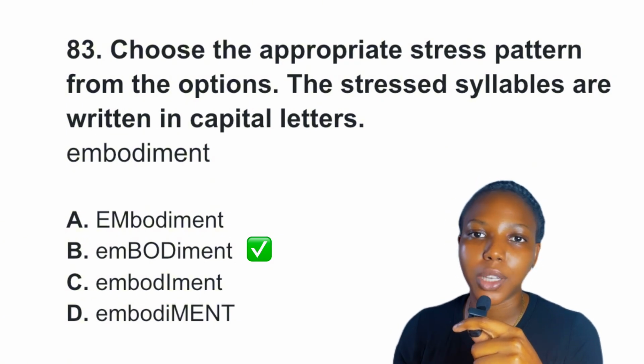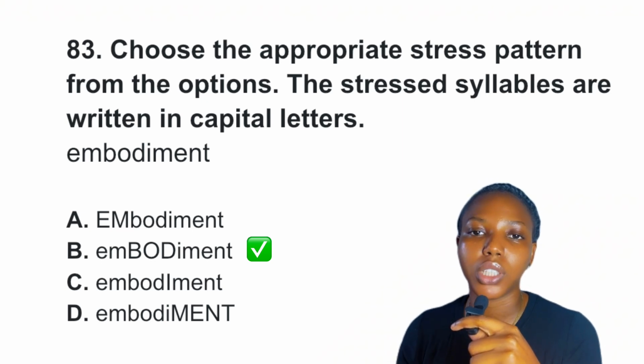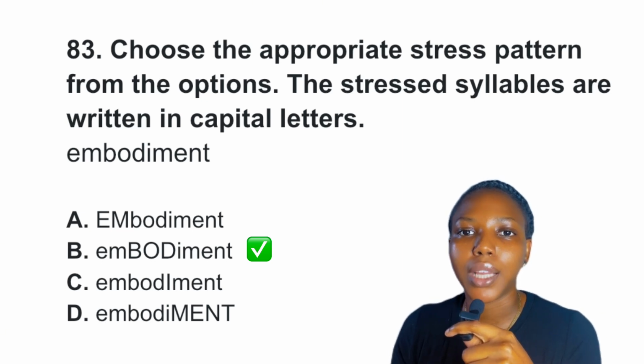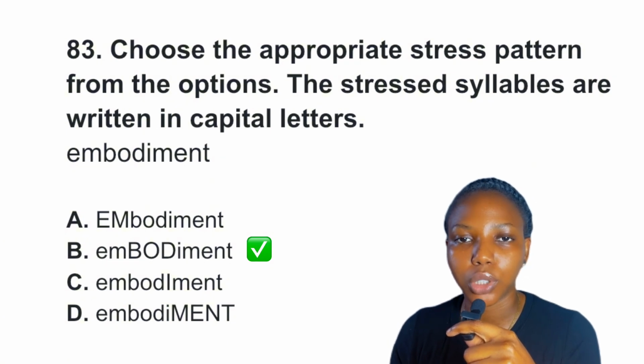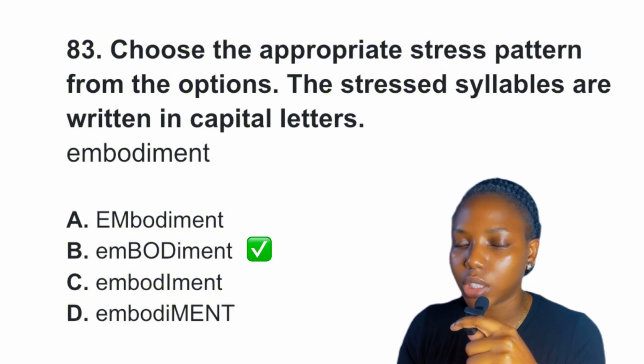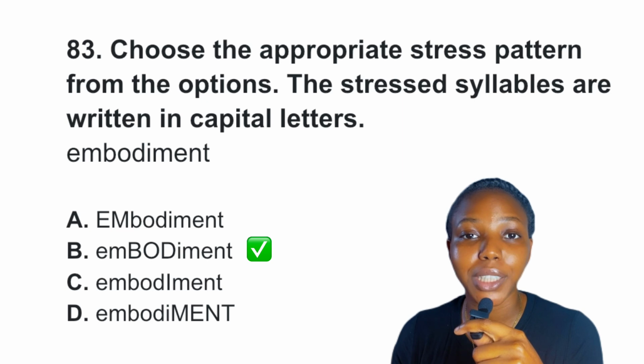So we have embody, we have embodiment. We have other examples. We have enjoy, right? Enjoy is the root word. When we have enjoyment, it's still the same stress pattern. So the best answer to this question is definitely option B.